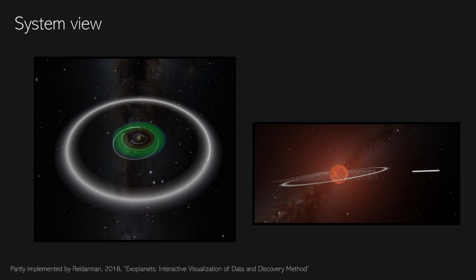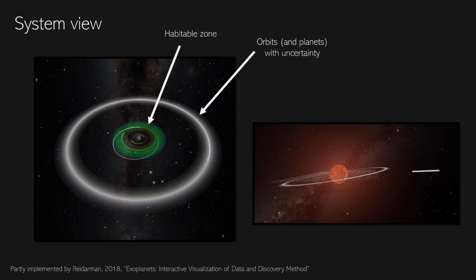The system view shows a 3D representation of the system and its orbital parameters, and is accessed by selecting a planet in the overview and zooming into it. The view includes visualizations of the habitable zone, or the Goldilocks zone of the star, planetary orbits, including a disk that shows the uncertainty of the semi-major axis. The wider the disk, the more uncertain the orbit is.